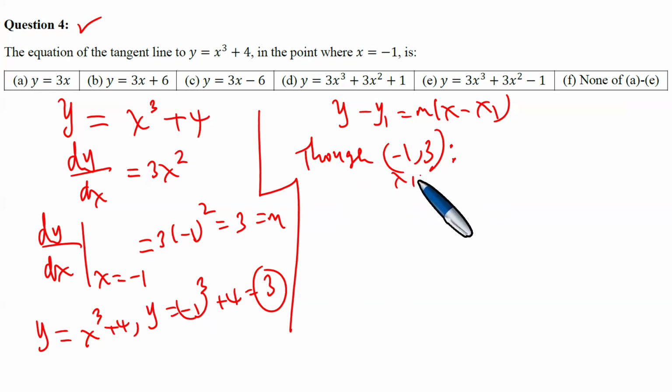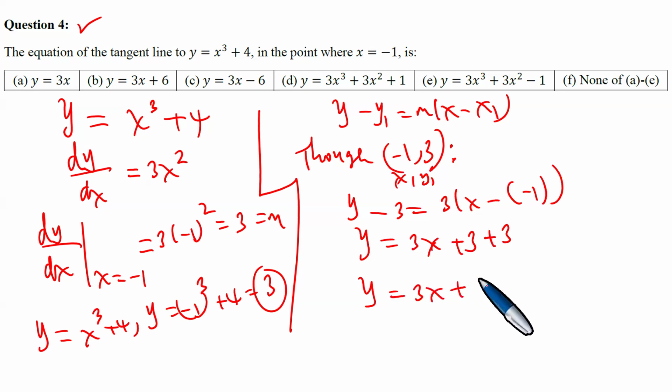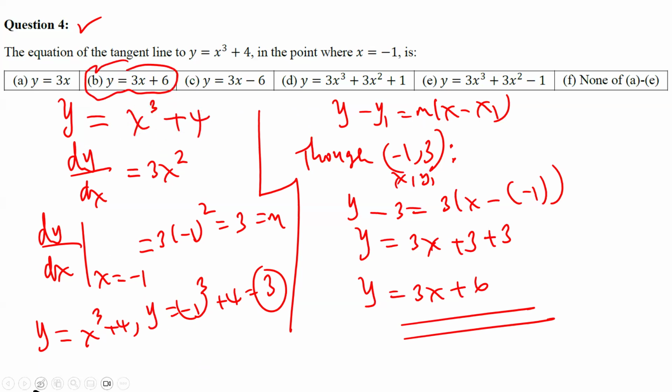So in the end, we have x1, y1, so you have y minus 3. The slope is exactly 3 times x minus x1, which is minus 1, which means you're going to have here 3x, and here you have plus 3 plus 3, which is exactly 3x plus 6. So we need the equation of the tangent line, and we can see that the equation of the tangent line is the part B there. Right, and we are recapping on some of the questions that are highly examinable.